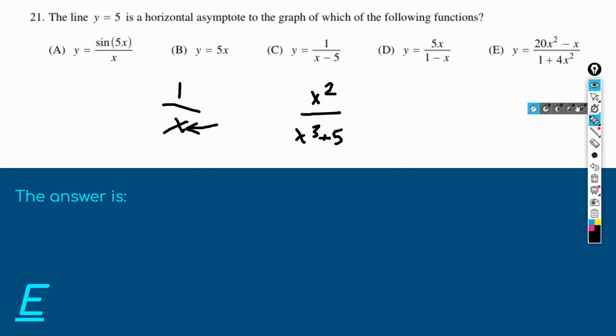If it's the reverse and you have something like x cubed plus 5 over x squared, the numerator is going to be growing quicker than the denominator. So it will either be going to infinity or negative infinity, depending on signs and stuff like that.